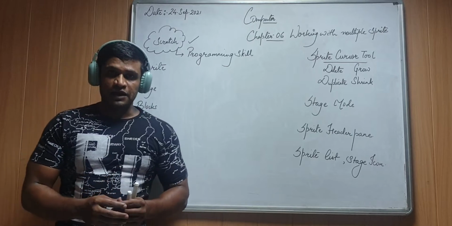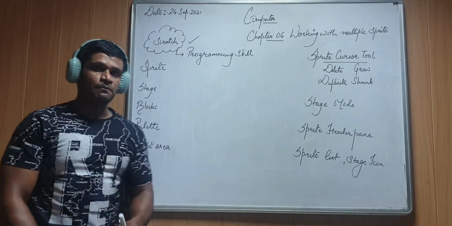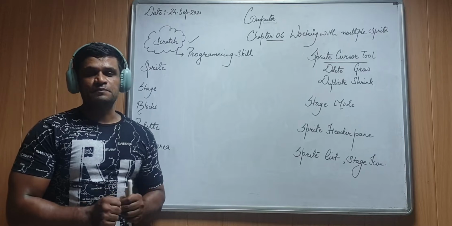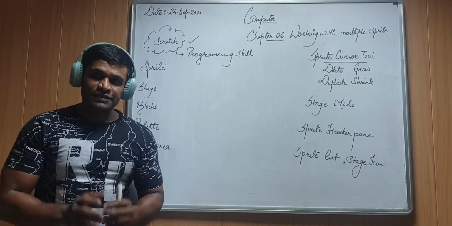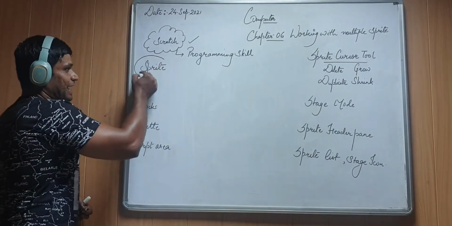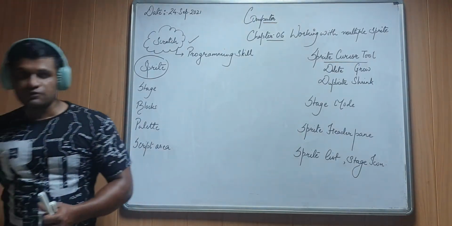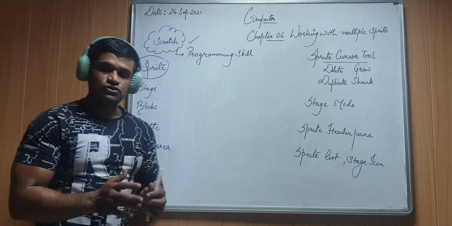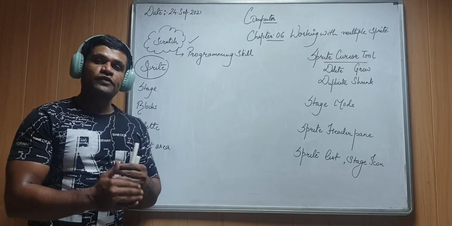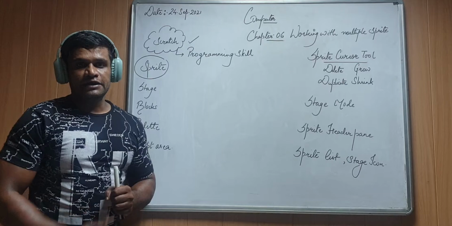Programmers make programs by using programming languages, and the motto is to develop a program which can be understood by the computer and can perform the task as per the given program. In the previous class we learned about sprite. Basically, a sprite is a character. By default, the character which appears when you start the program is the cat. So cat is a sprite. Sprite is the character which performs all the actions as per your given script, or you can say the command.